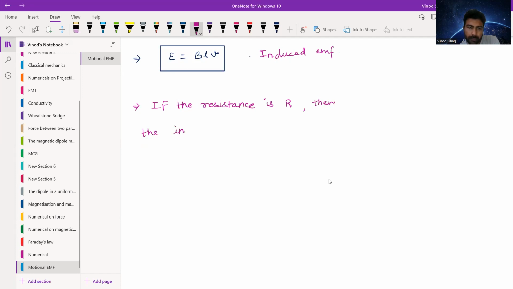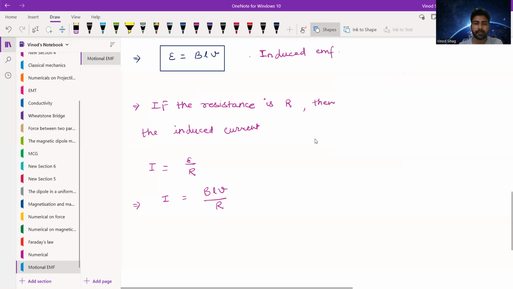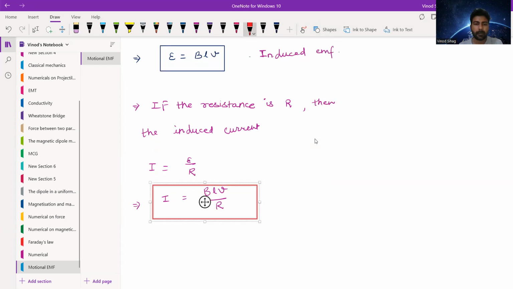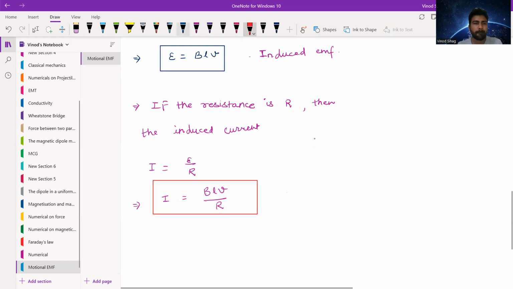What is the induced current? The induced current will be I equals EMF upon the resistance R, and finally we will get current equals BLV upon R, where R is the resistance here. So this is the induced current. Now we got two equations. The first is for induced EMF and the second is for induced current.